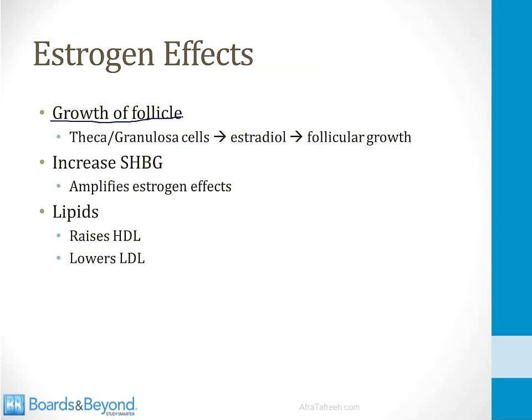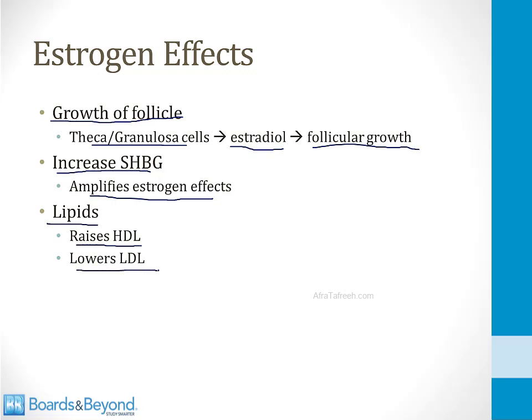Estrogens stimulate growth of the follicles in the ovaries. The theca and granulosa cells in the follicles make estradiol, and this drives follicular growth and eventually ovulation. Estrogens also increase the amount of sex hormone binding globulin produced by the liver. I talk about this in more detail in the module on reproductive hormones, but this leads to an amplification of the estrogen effects. Estrogens also have favorable effects on the serum lipids. They will raise the good cholesterol HDL and lower the bad cholesterol LDL. Androgens like testosterone have the opposite effect.